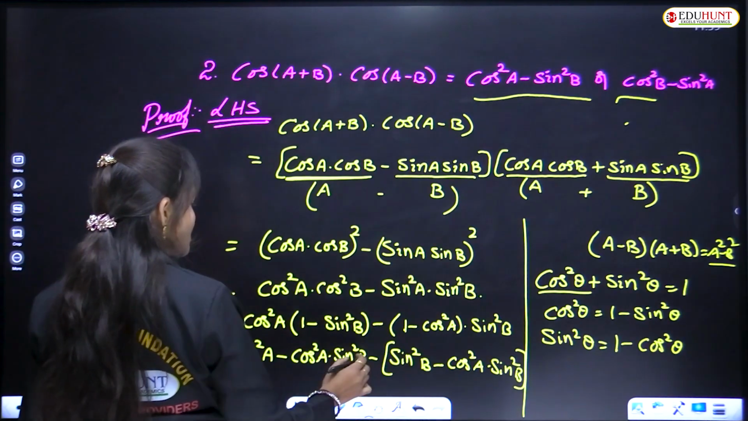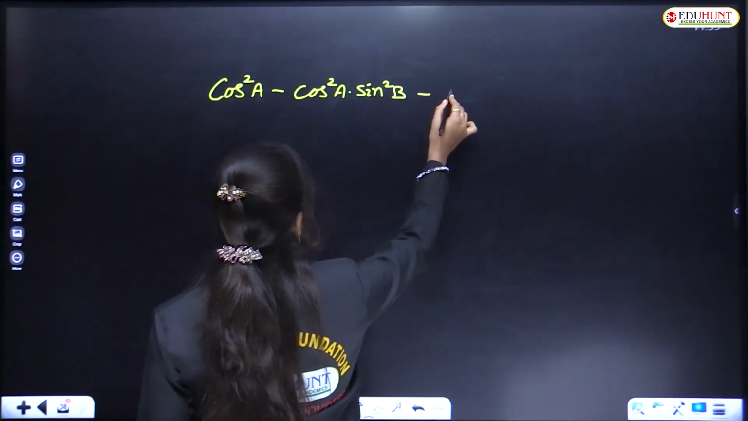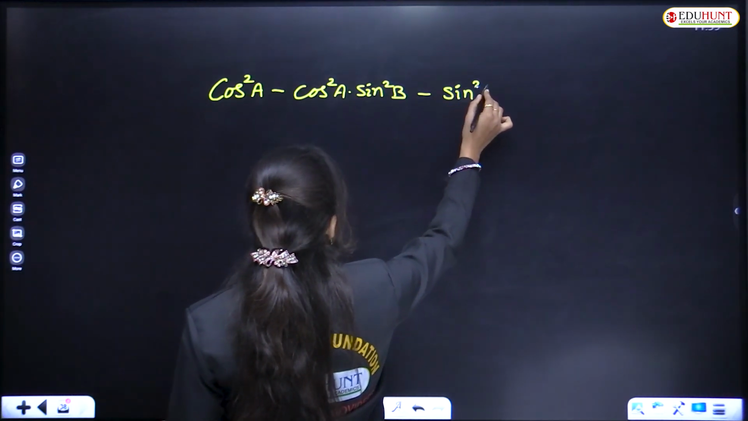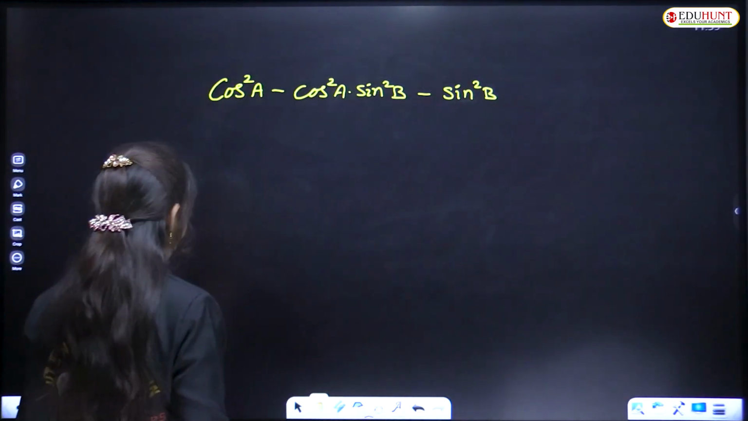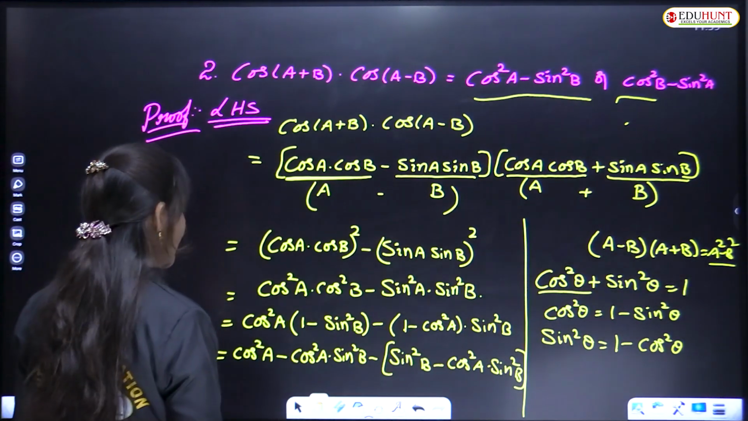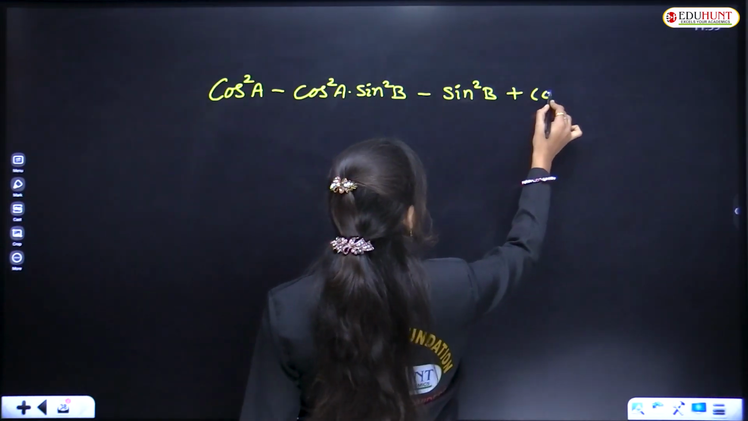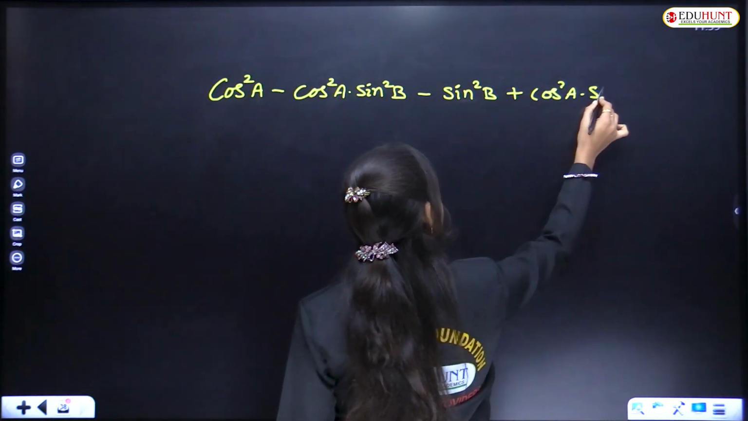Sine square B. Minus into plus is equal to minus sine square B. Minus sine square B. And here it is minus into minus is equal to plus cos square A into sine square B. Plus cos square A into sine square B.